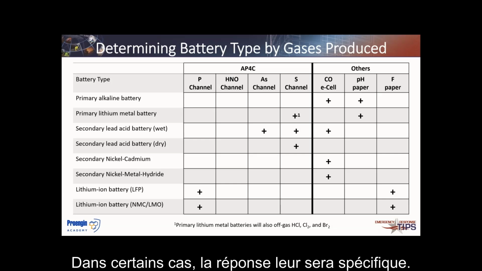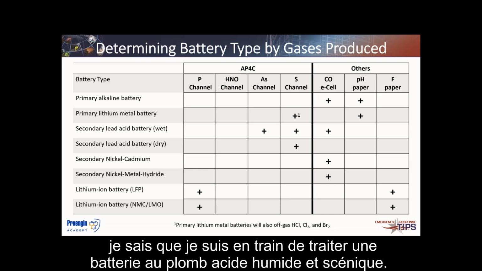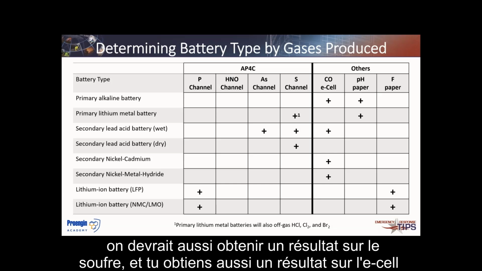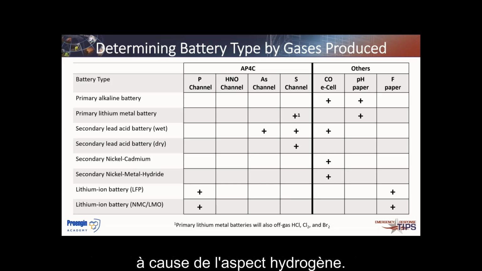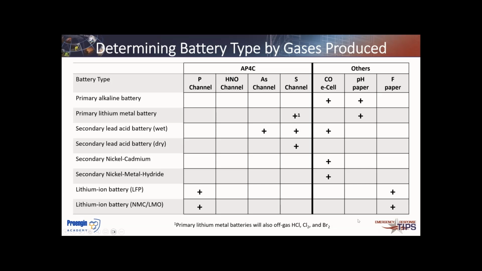In some cases, the response will be specific to them. So for example, if I'm getting hit on the arsenic channel, then that immediately lets me know that I'm dealing with a wet secondary lead acid battery. And we should also get a hit on the sulfur, and you also get a hit on the E cell because of the hydrogen aspect of it. So this is a very helpful chart of letting you know what the reaction should be and what the reactions will be for different types of battery systems when you're dealing with it.